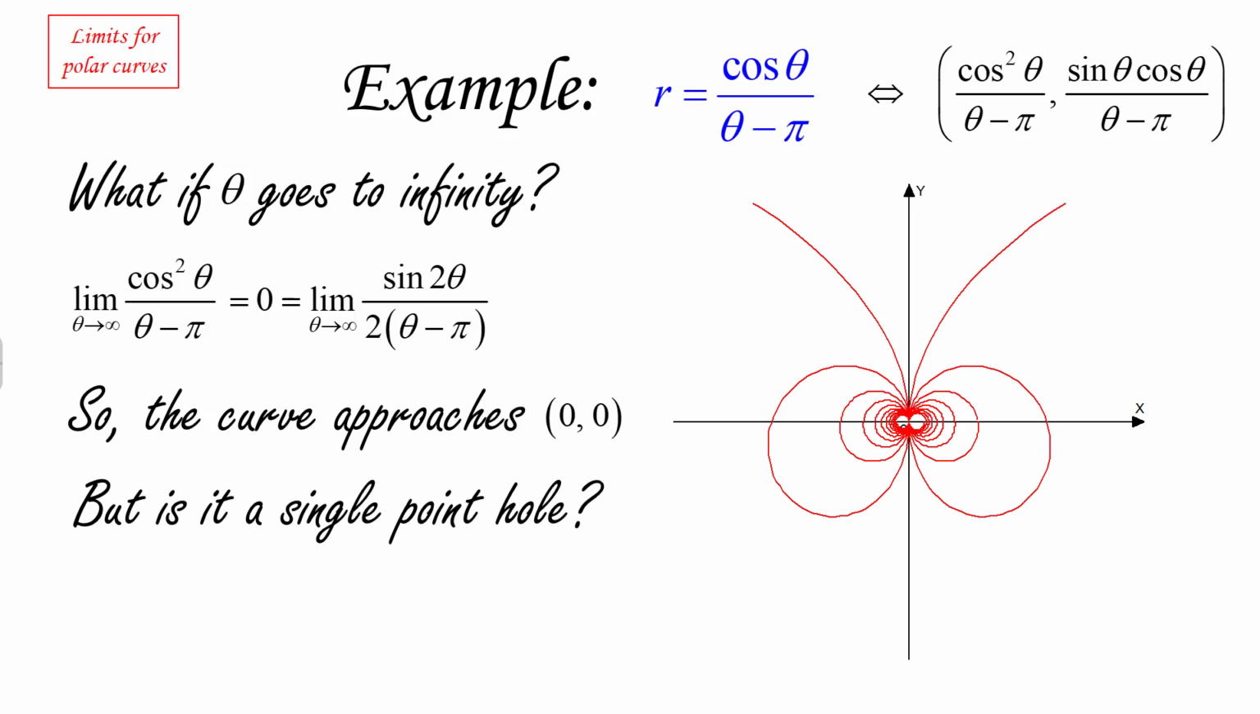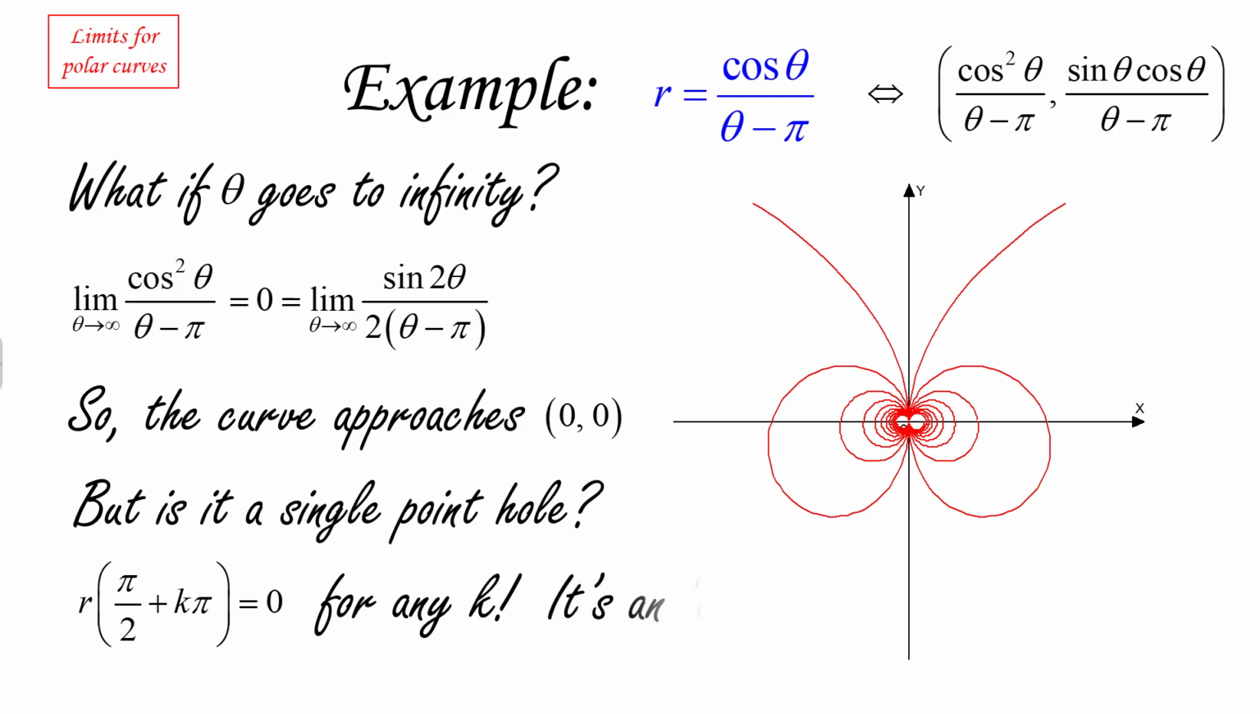In fact, what happens is that if we compute the value of r for any value of theta of the form pi over 2 plus k pi, we always get an r value of 0, which means that this curve in fact does go through 0, 0 through the pole, and it does so infinitely many times. So this is definitely not a single point hole. What is it? Well, you're going to study this probably in some other course later on in your later years, but it's something that in mathematics sometimes is called an attractor.